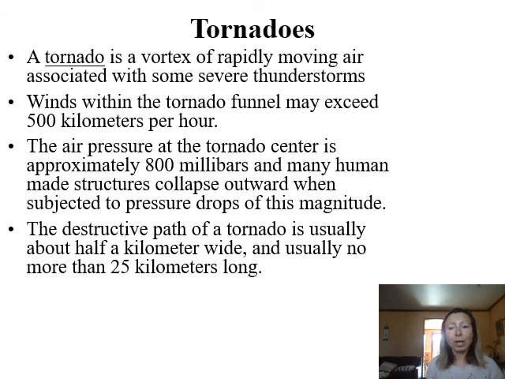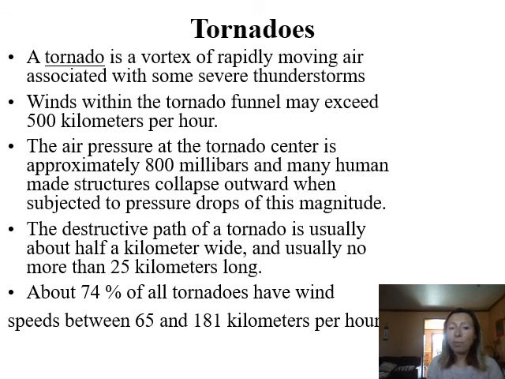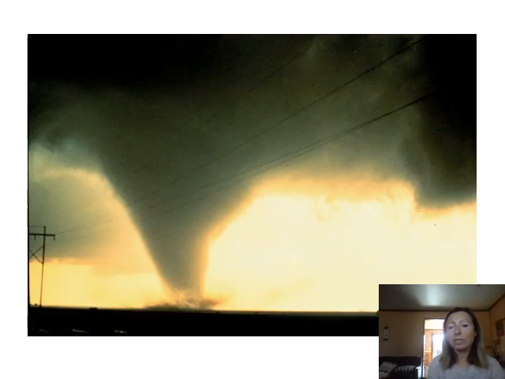Tornadoes, as you know, can be extremely destructive. The destructive path of a tornado is usually about half a kilometer wide and usually no more than 25 kilometers long. About 74% of all tornadoes have wind speeds between 65 and 181 kilometers per hour. And this concludes our lecture based on Chapter 7.